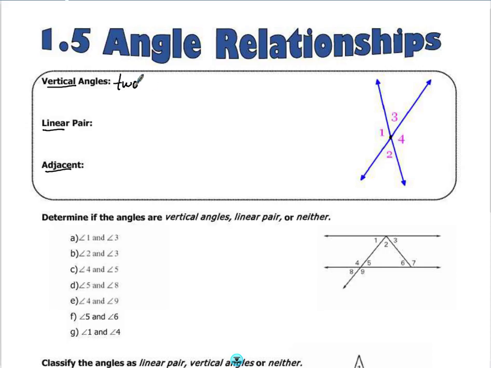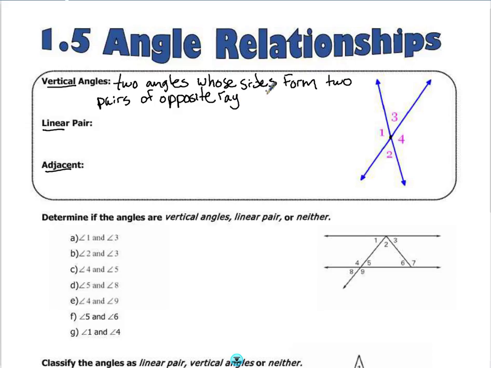are specifically two angles whose sides, and remember, sides of an angle are always made up of the rays that intersect at the same vertex, whose sides form two pairs of opposite rays. And we're tying in here some older vocabulary from chapter 1 with our new angle relationship of vertical angles.